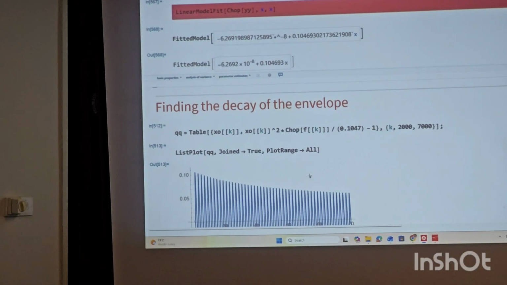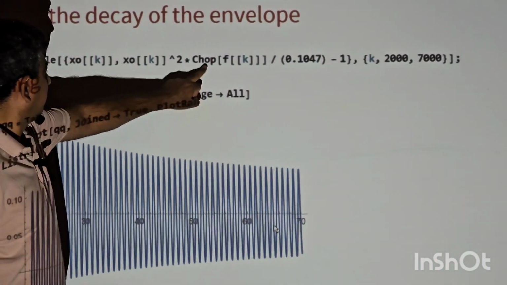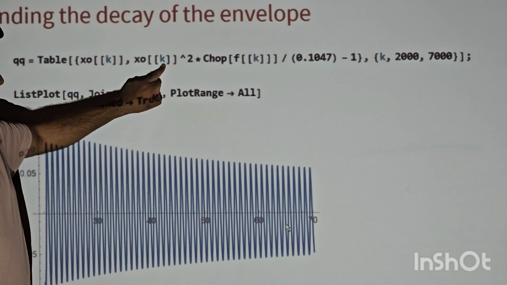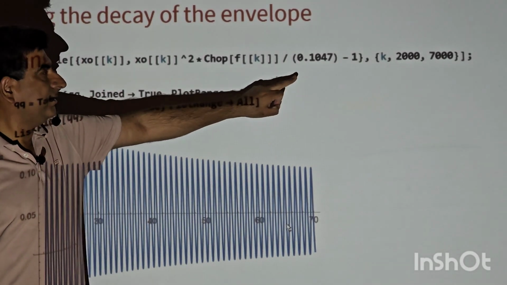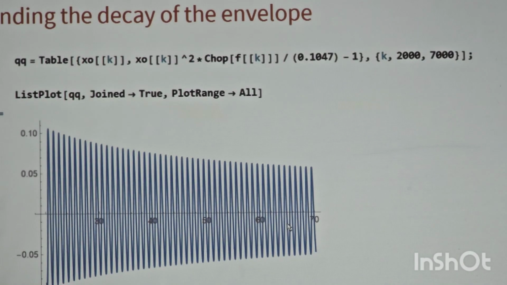So here I have done that already for you. So I take my w, multiplied with x naught square, divide by alpha, subtract 1 from this, and plot this with respect to x naught.